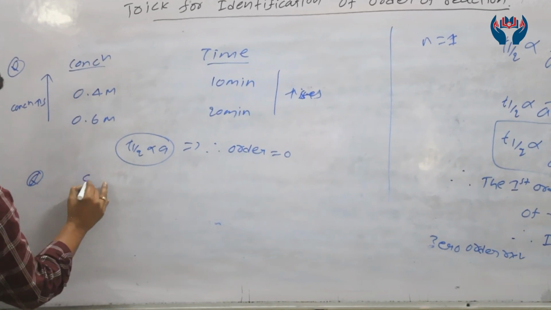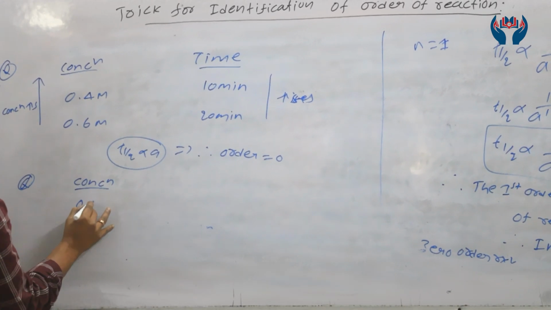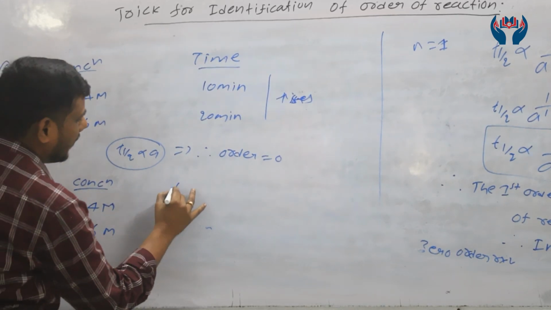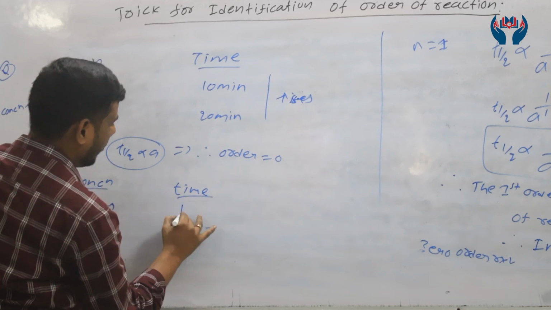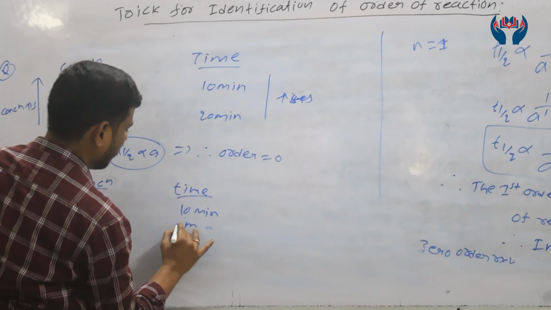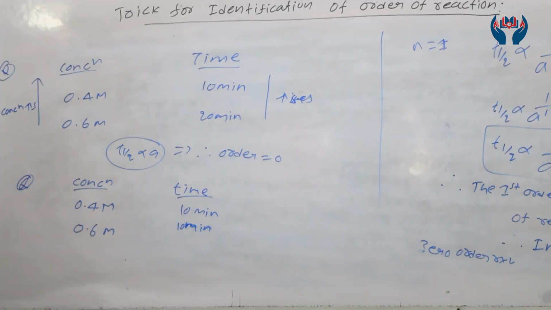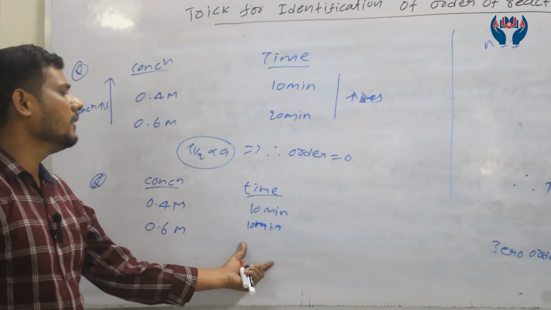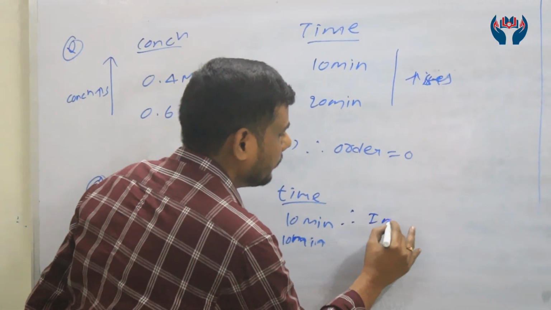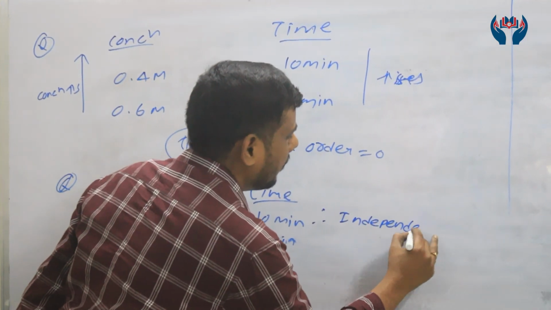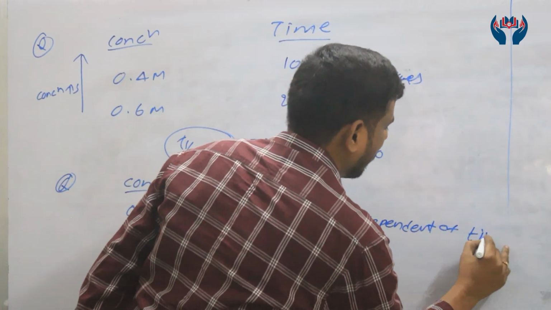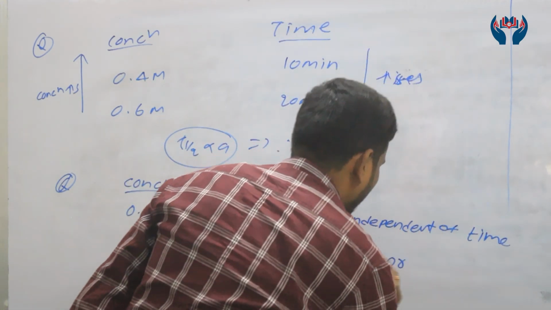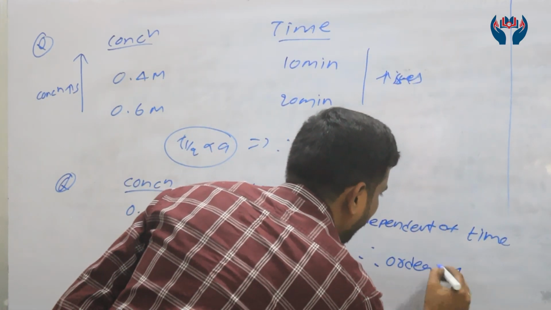Next example problem. The concentration is given as 0.4 moles and 0.6 moles, and the time given is 10 minutes and 10 minutes. Observe this relation. The concentration increases, but the time does not increase. That means it is independent of concentration, which is first order reaction. Therefore, order equals 1.